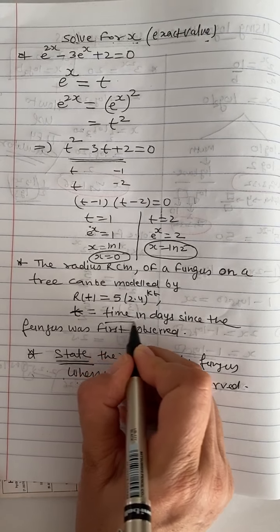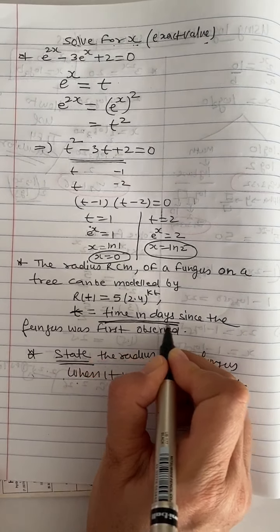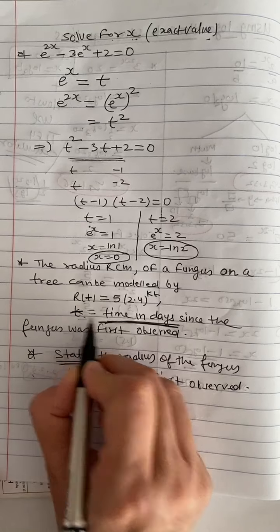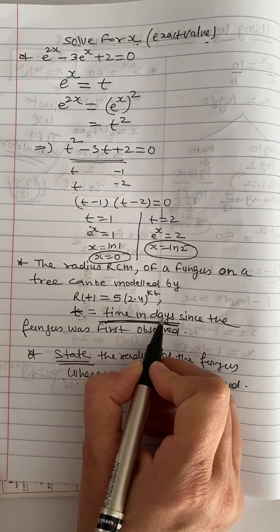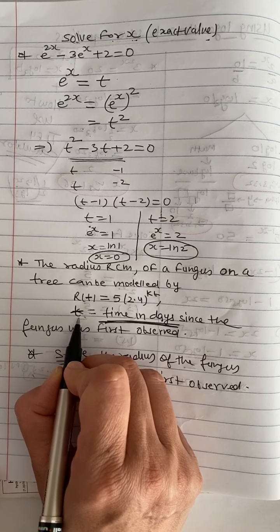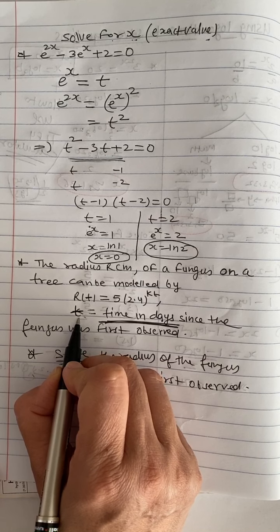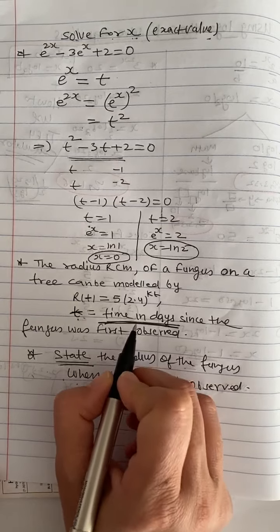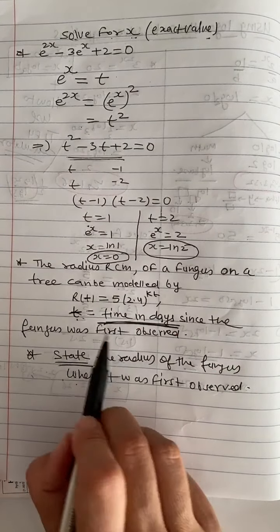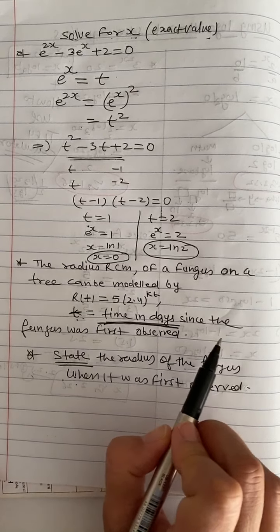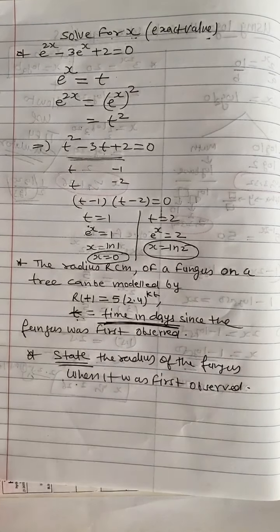It's very important that you underline the important information here because the time is in days. Sometimes they can trick you when they ask the questions and give you time maybe in hours, and then you have to make sure that you change hours into days. So please pay attention whenever you have word problems. So t is time in days since the fungus was first observed.